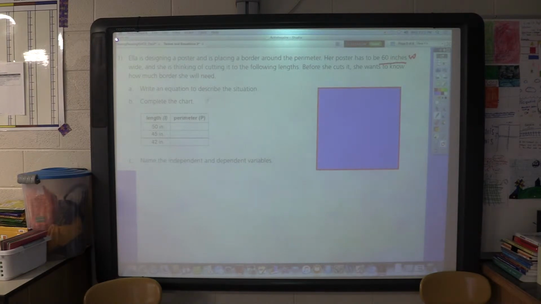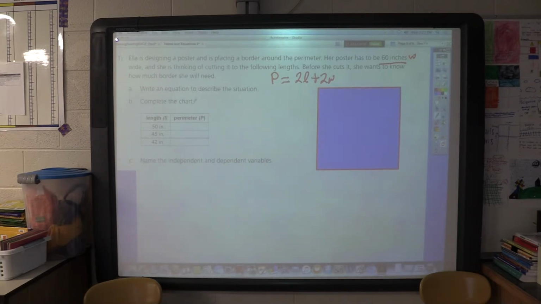Okay. So, let's see. The formula for finding the perimeter of a rectangle is going to be perimeter equals, I could say side plus side plus side plus side. I could say length plus width. Or I could just go ahead and say 2 times the length plus 2 times the width. I could do it that way. And that's the formula that I'm going to use because it makes it pretty quick. Now, this is our equation to describe the situation.